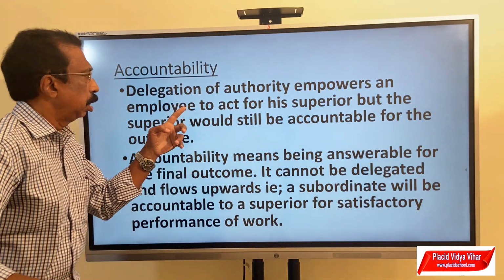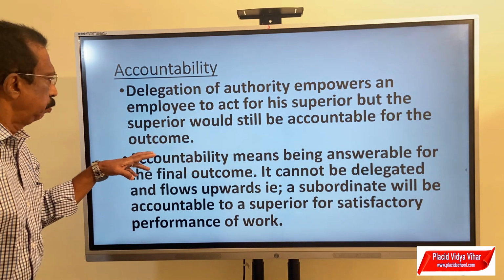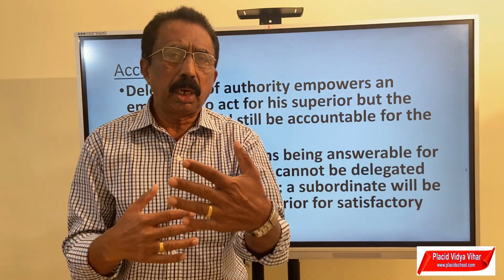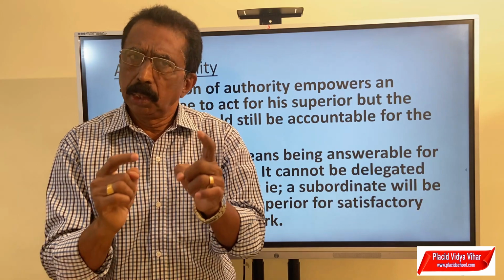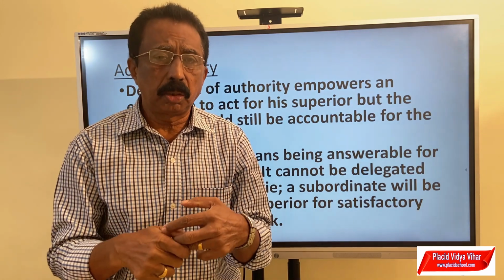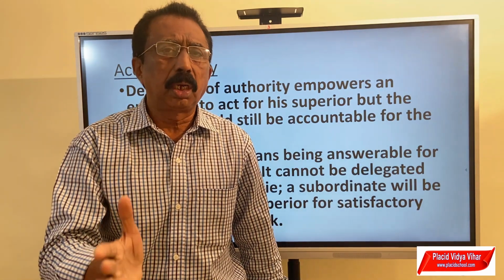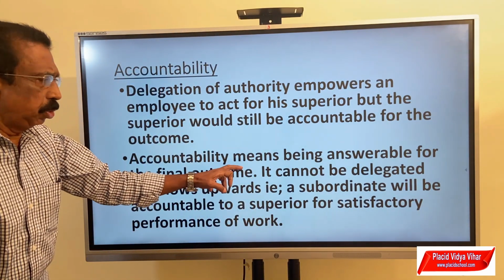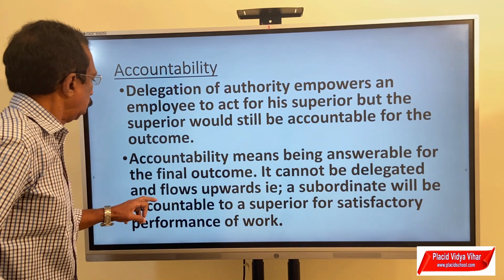So, accountability, delegation of authority empowers an employee to act for his superior, but the superior would still be accountable for the outcome. As I told you, principal cannot wash his hands saying that he has given, or the manager cannot wash his hands saying that I have given the work to subordinate, let him do it. Not like that one. It is the superior's responsibility or duty to make sure that the subordinate does it. For that one, close monitoring or watching is necessary, that I am going in the right track and I will be able to complete the work within the stipulated time. Accountability means, look at that one, accountability means being answerable for the final outcome. It cannot be delegated and flows upward.